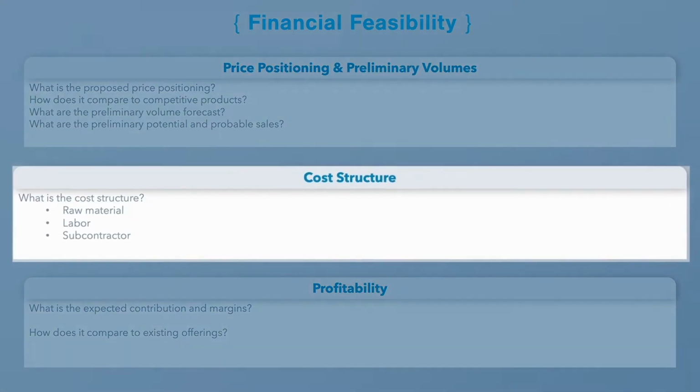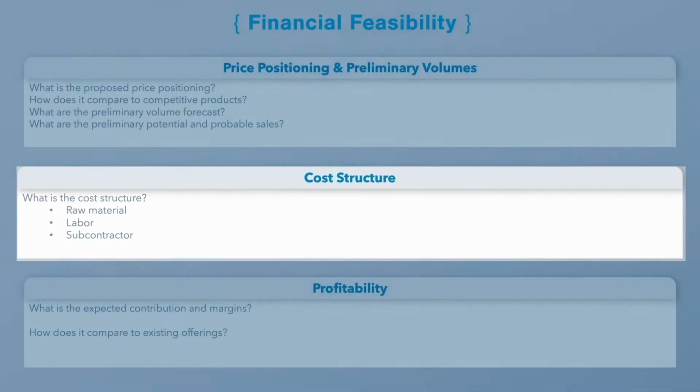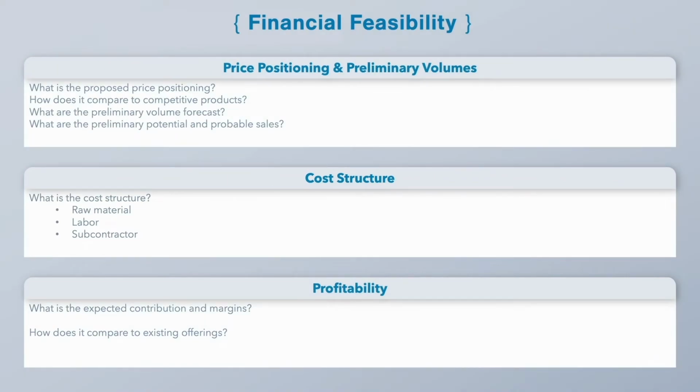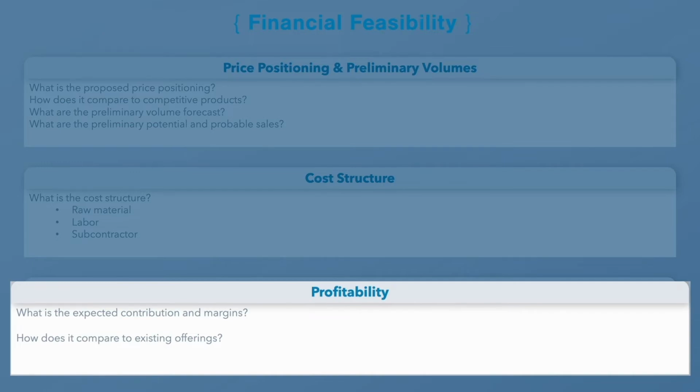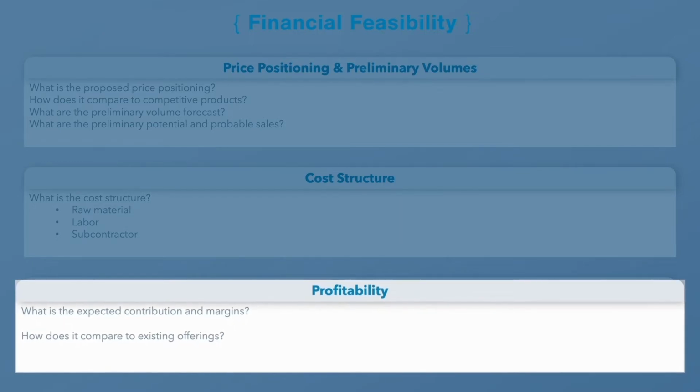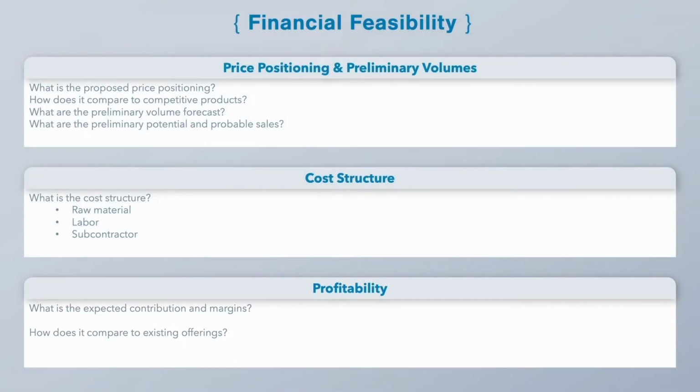The second box evaluates the cost structure to justify the preliminary cost estimate for the concept. Then the last box is the combination of the potential sales and the preliminary cost, resulting in the expected profitability. The tool also suggests comparisons on existing offerings.